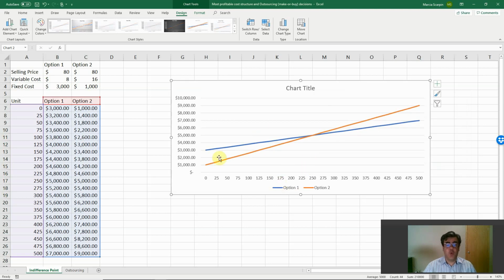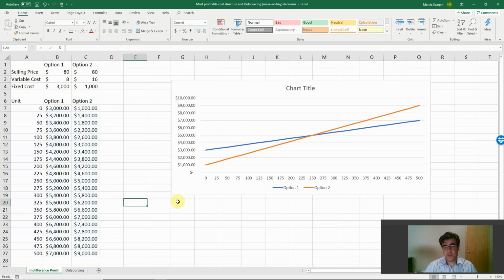Option one, the blue one, is the most expensive at the beginning. However, after our indifference point, it becomes cheaper. Option two is the opposite, cheaper at the beginning and then more expensive here. So from nothing until the indifference point, option two is better. After that, option one is better.